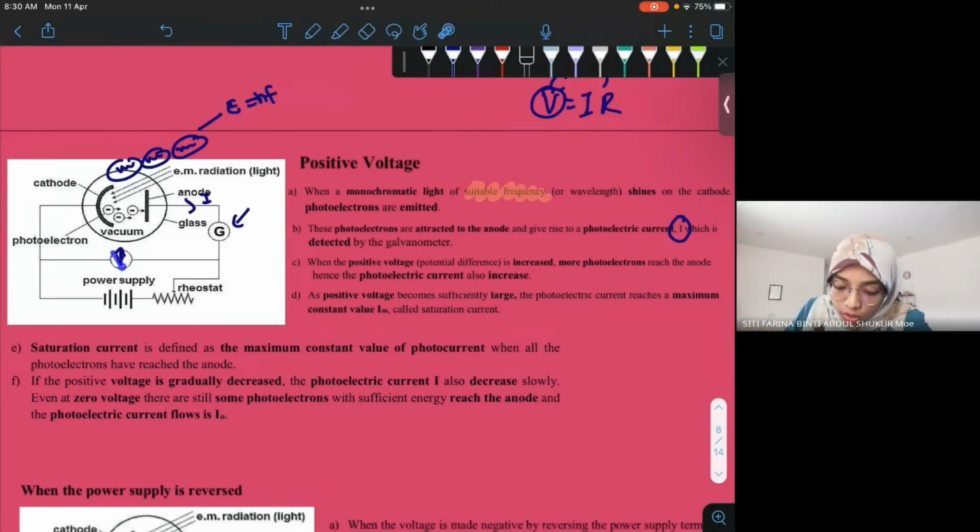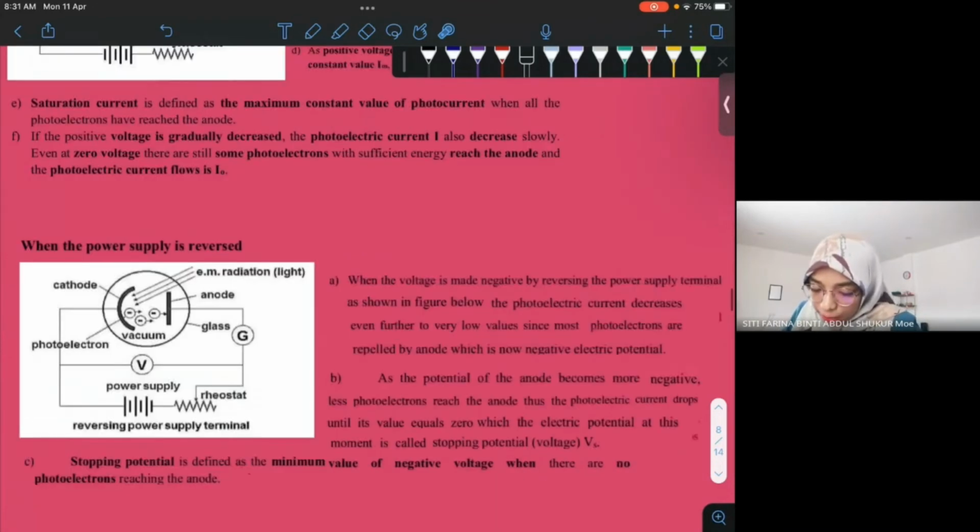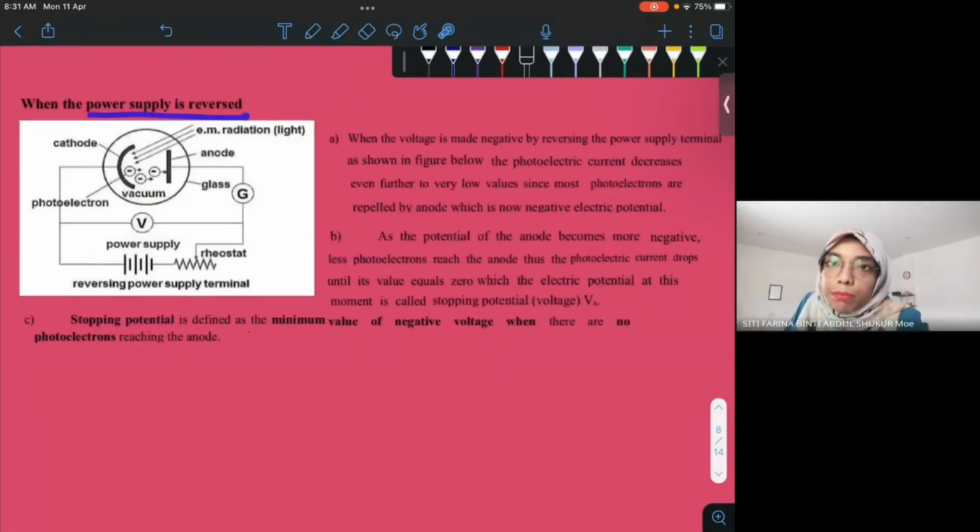Okay, when the voltmeter reading has reached 0, lepas dia dah sampai 0, we can still see deflection in the galvanometer showing that there is still some value of current. Current ini kita panggil I0, because the photoelectrons dekat sini masih ada energy dalam diri dia untuk sampai ke anode even though the voltage now is equal to 0. Dia masih boleh sampai.